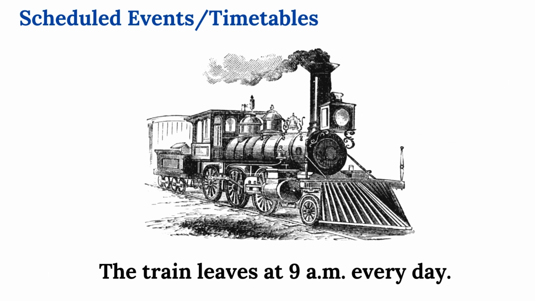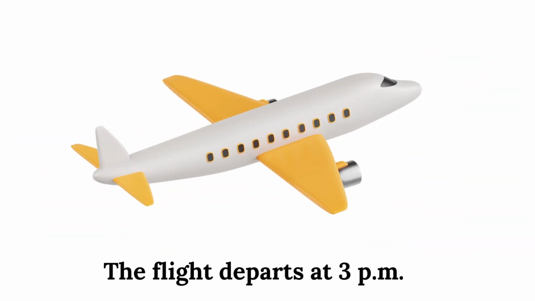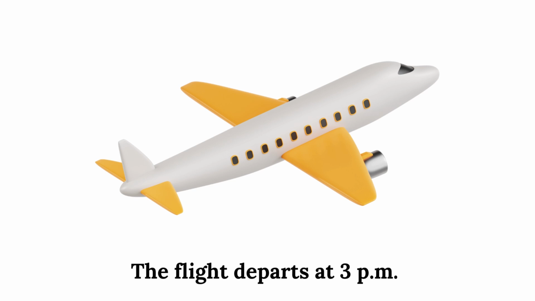Scheduled events and timetables. The train leaves at 9 a.m. every day. The school starts at 8 a.m. The flight departs at 3 p.m.